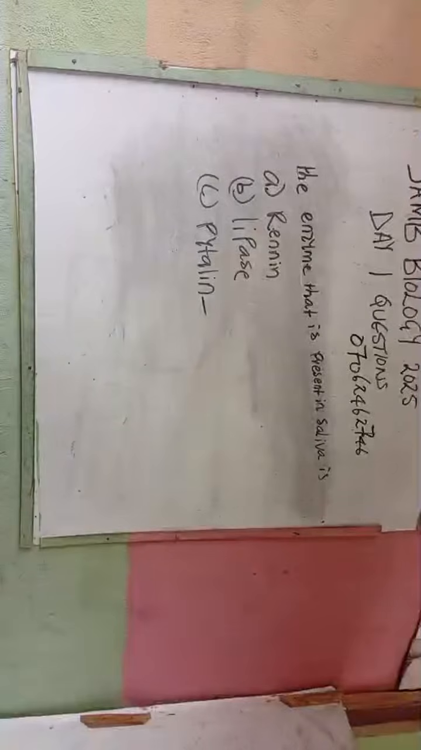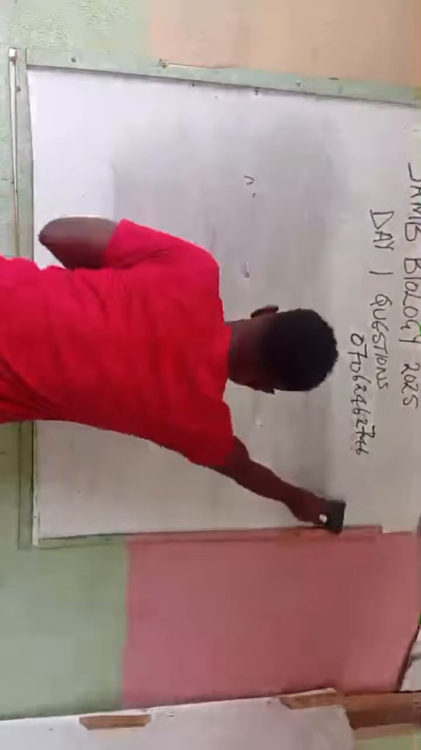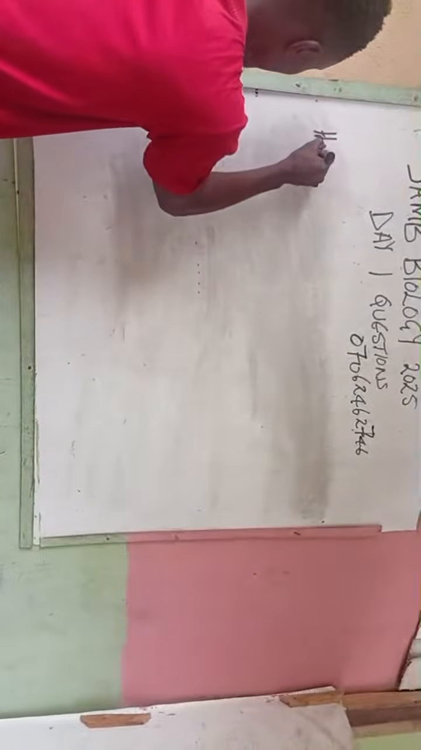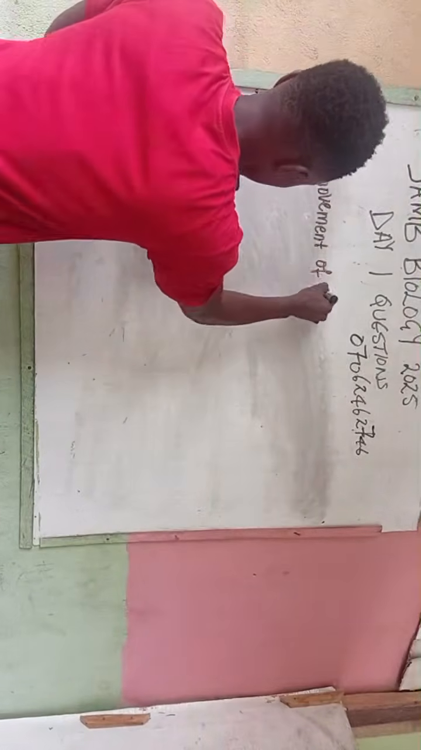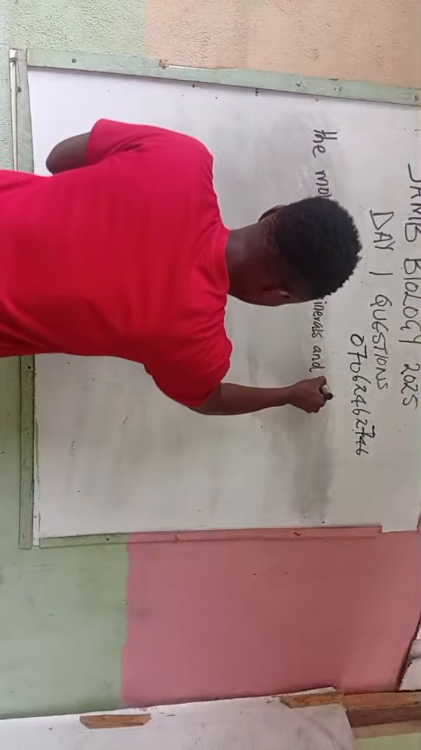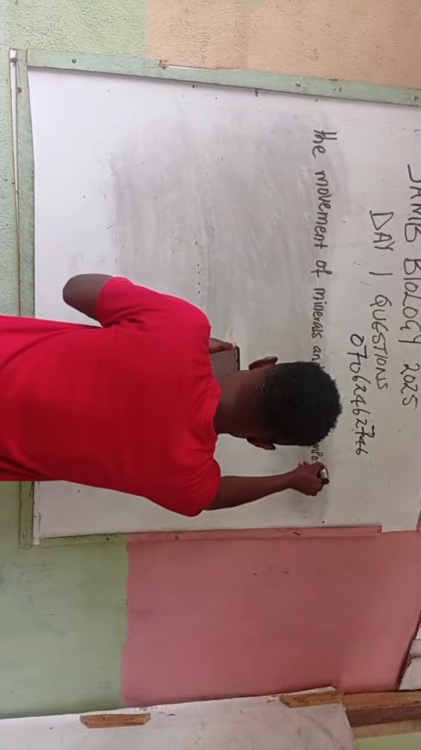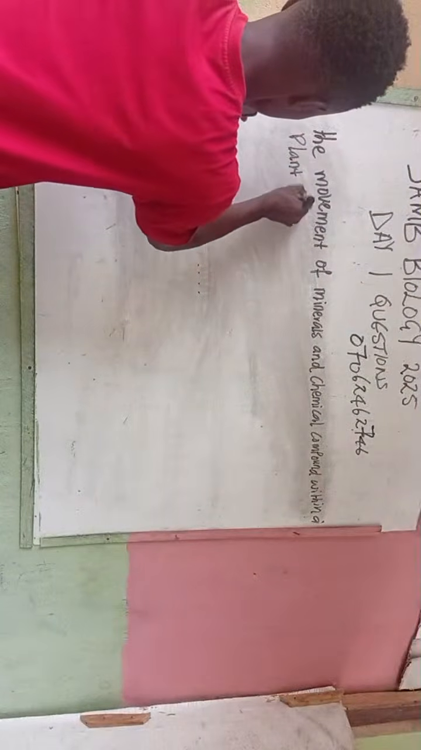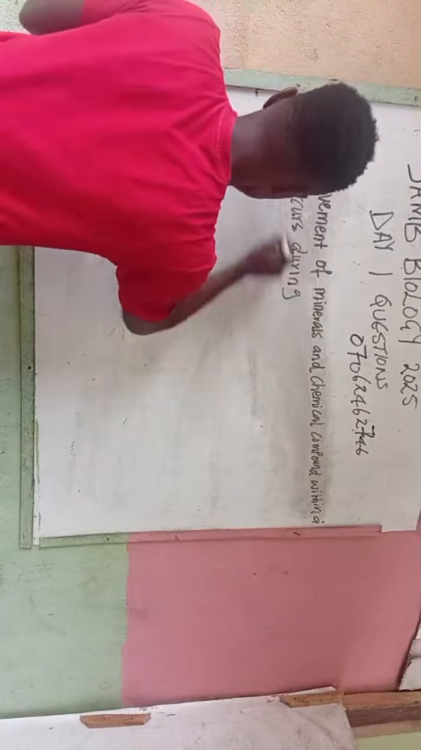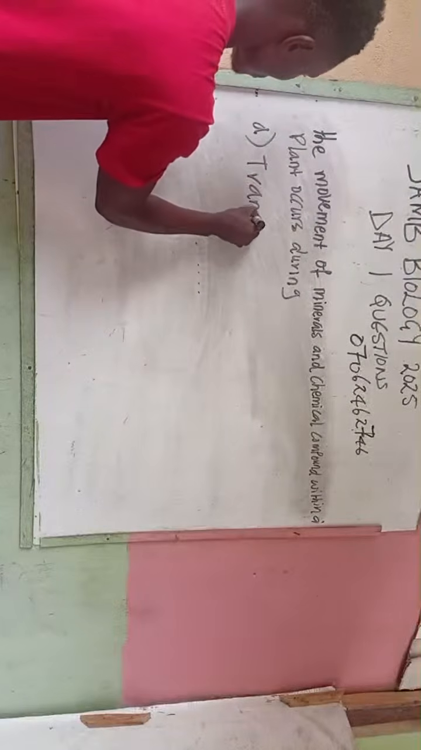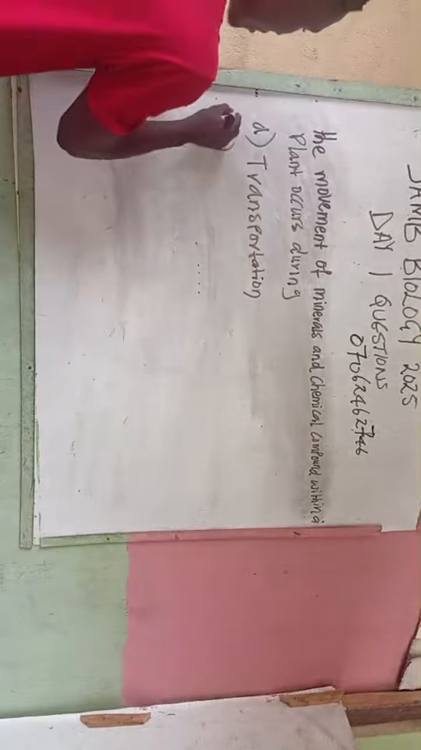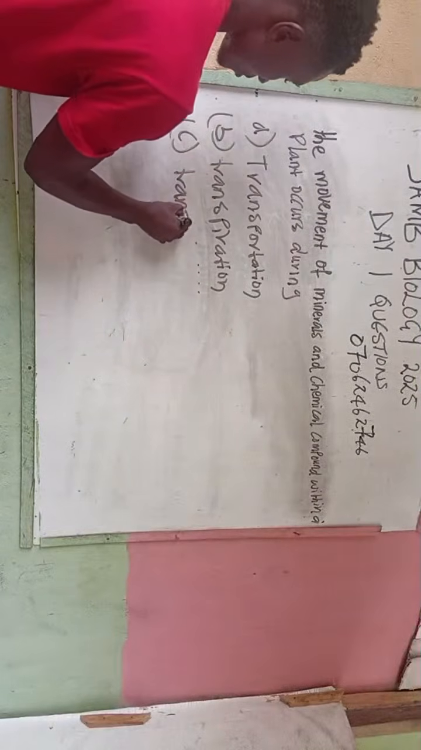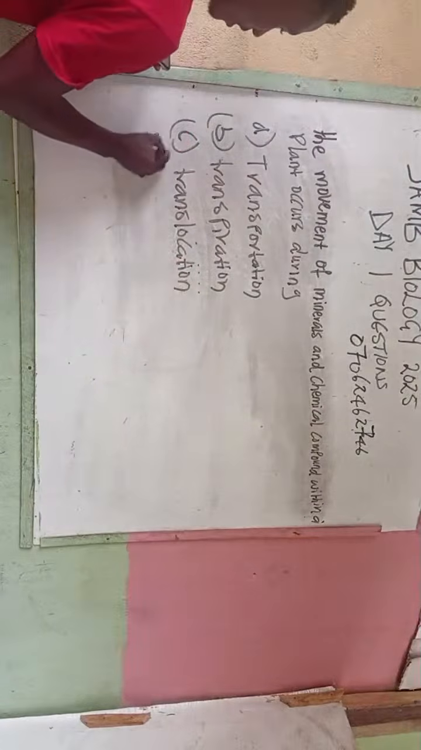So let's move on. It says, the movement of minerals and chemical compounds within a plant occurs during A. Transportation, B. Transpiration, C. Translocation, and D. Locomotion.